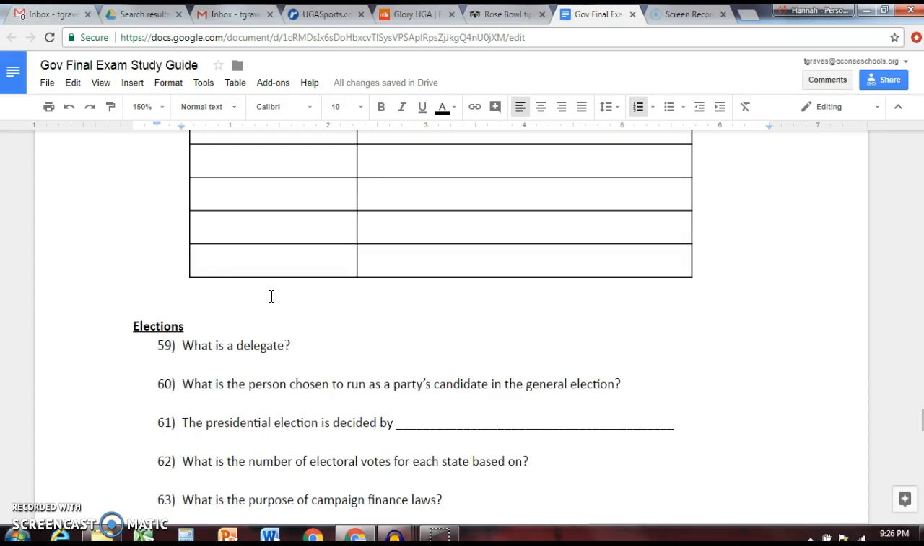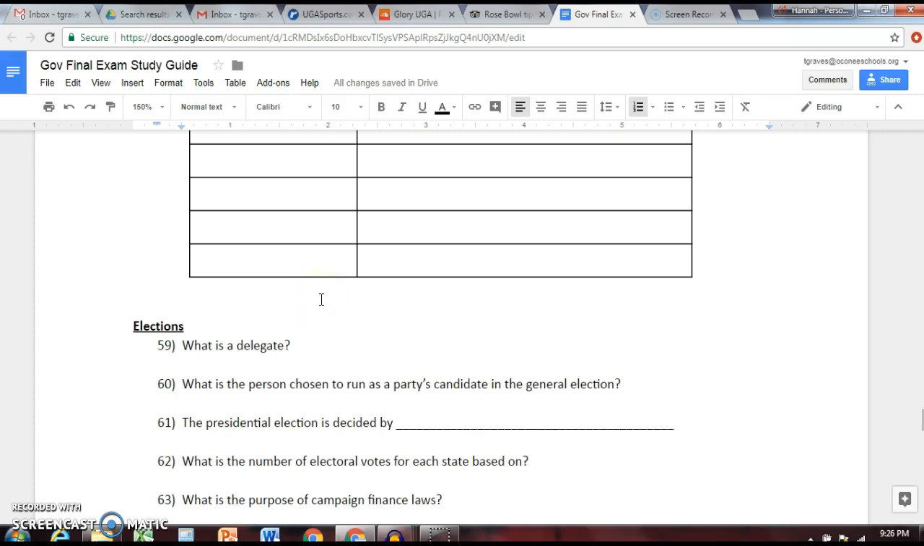Number 59, with elections, what is a delegate? A delegate is someone who goes to a party's national convention and casts their state's vote for a particular candidate that they want to be their party's candidate for the president in the general election.